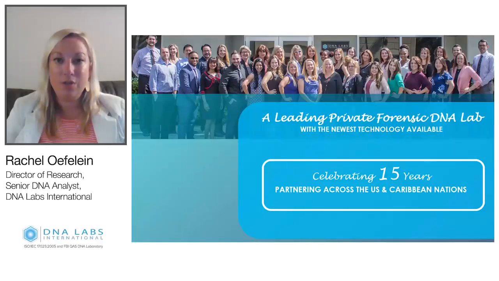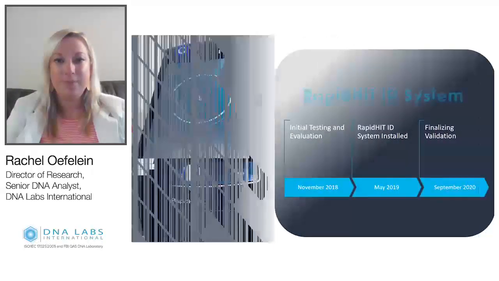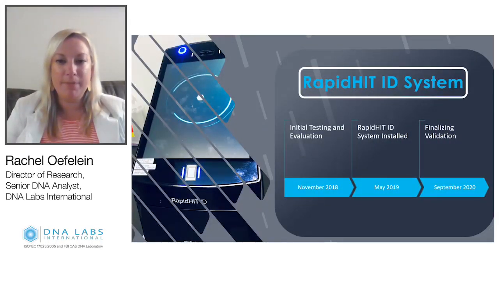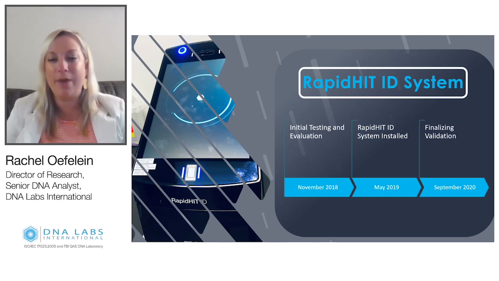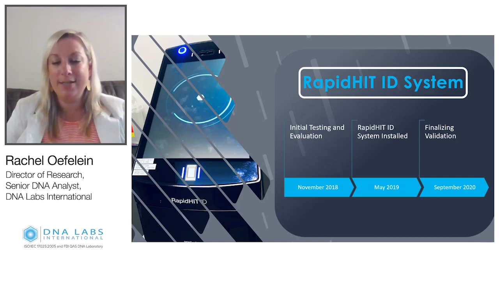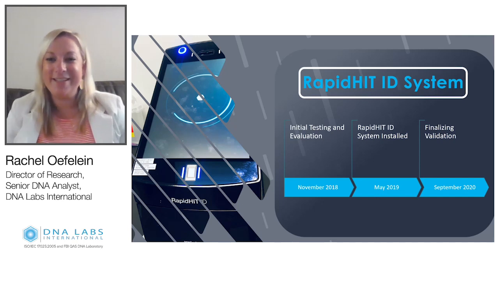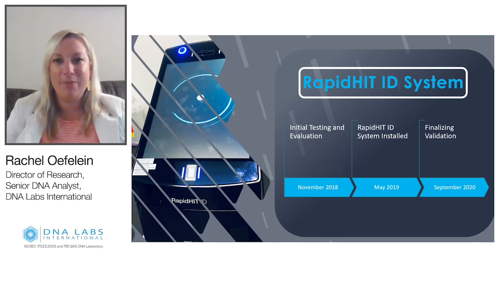DNA Labs International is located in Deerfield Beach in sunny South Florida, and we're celebrating over 15 years now, partnering with law enforcement across the United States as well as Caribbean nations. Our initial testing and evaluation began in November of 2018. And then in May of 2019, we actually had the Rapid Hit ID system installed. We initially had a different instrument, so the actual Rapid Hit ID system was installed in May of 2019. We're currently finalizing our validation. We had added on a couple additional procedures, so that involves some of our delays in getting signed off, but we're so excited now to be offering the Rapid Hit ID system in our suite of offerings at DNA Labs International.